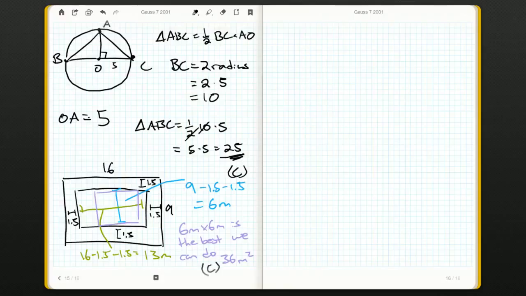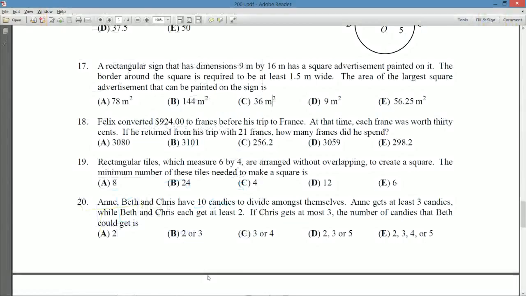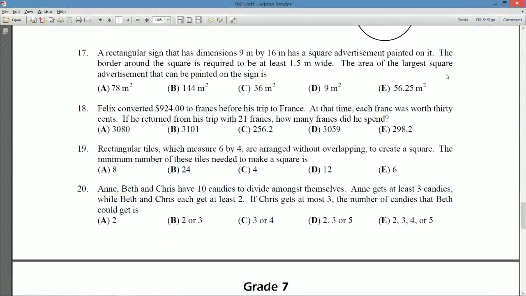All right. So that was question 17. I would say it's fairly straightforward, but it did require us to think a little bit about what the borders were and how to get the largest square. But there wasn't any trick to it. There wasn't any rotating the square on its side or anything like that. So, very straightforward question. And that was 17.